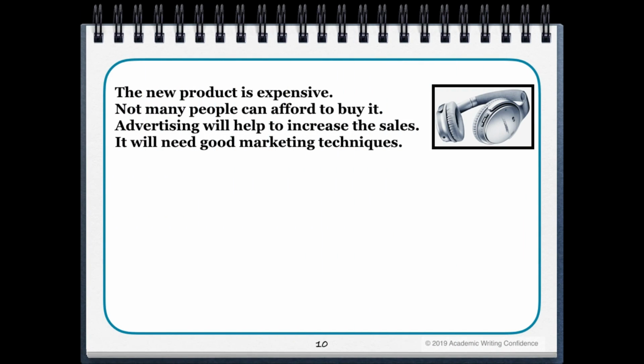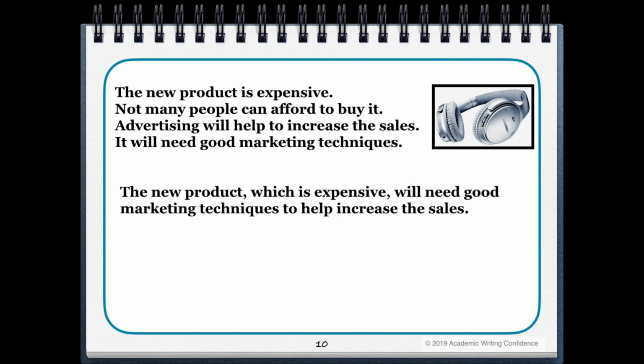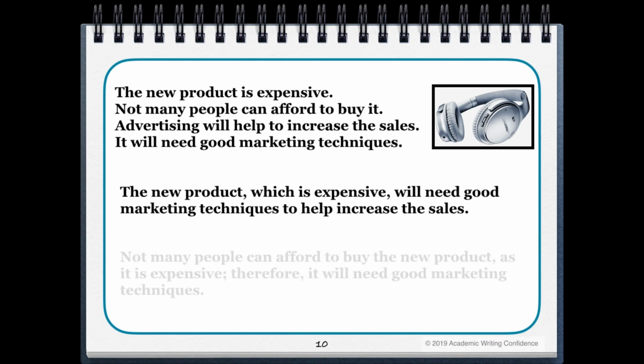All right, let's look at another way to write complex sentences. Here are four simple sentences. We could write something like this. The new product, which is expensive, will need good marketing techniques to help increase the sales. Here we've used the word which to add extra information about the subject, the new product.